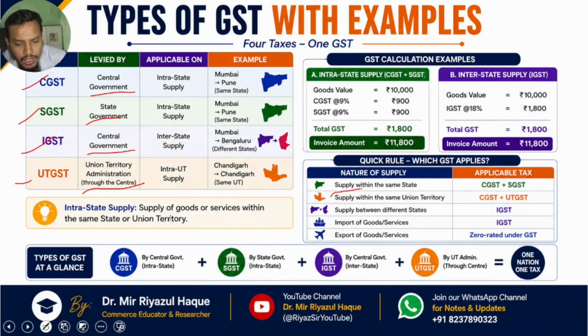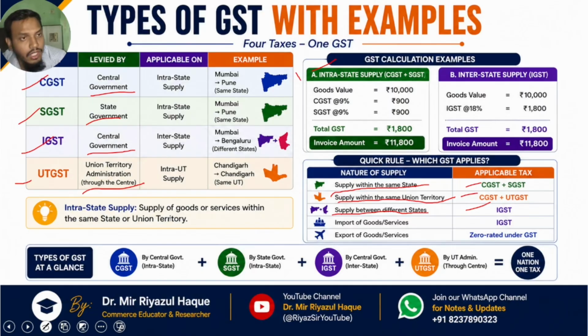If the supply is within the same state, then CGST and SGST will be applicable. If the supply is within the same union territory, then CGST and UTGST will be applicable. If the supply is between different states, then IGST will be applicable. How does it work? So we have used very simple examples for the calculation of this GST.